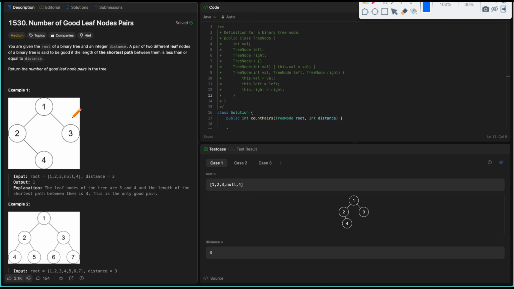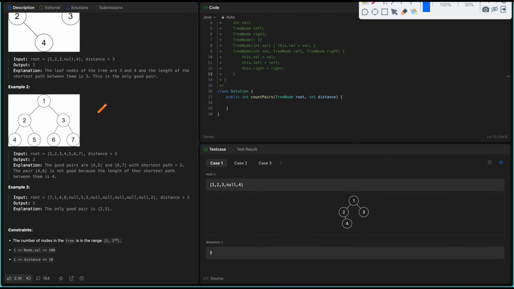In example 1, the distance given is 3 and the tree is given like this. The number of good leaf node pairs is 1 because there are only 2 leaves, that is 4 and 3, and the distance between them is 3 (1, 2 and 3). This is less than or equal to the given distance, and that's why we return 1 in this case.